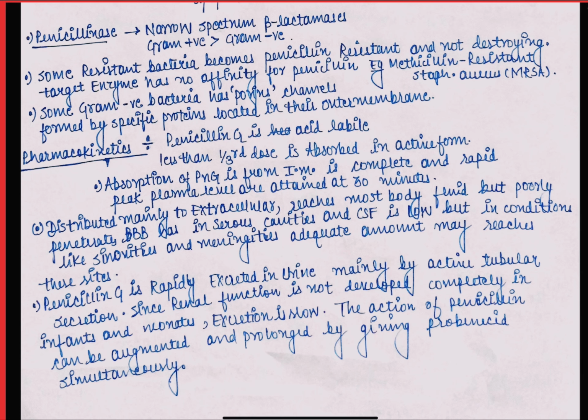It is distributed mainly to the extracellular compartment. It reaches most of the body fluids, but it poorly penetrates the blood-brain barrier, and in serous cavities and CSF it is found in low quantity. But in conditions like synovitis and meningitis, an adequate amount may reach these sites. Penicillin G is rapidly excreted in urine, which is mainly by active tubular secretion. Only 10% is by glomerular filtration. Since renal function is not developed completely in infants and neonates, excretion is slow in them, and the action of penicillin can be augmented and prolonged by giving probenecid simultaneously.